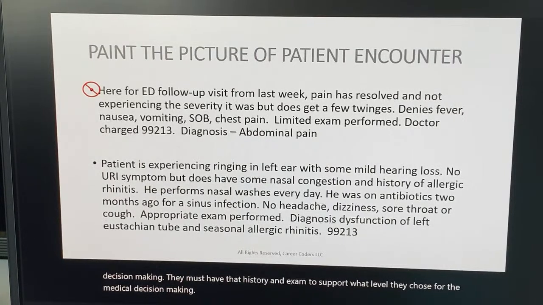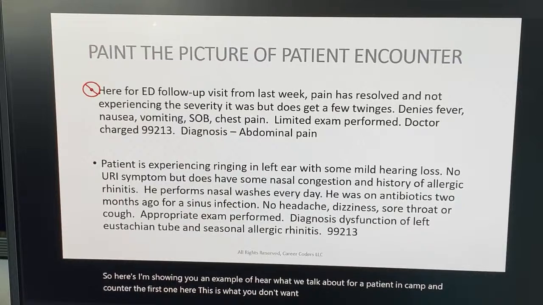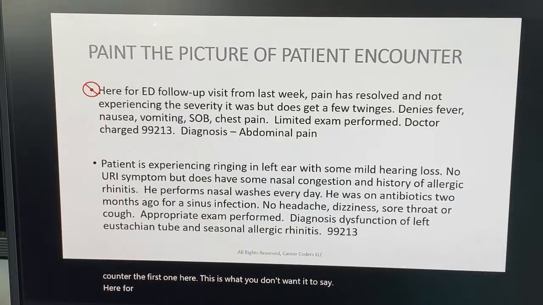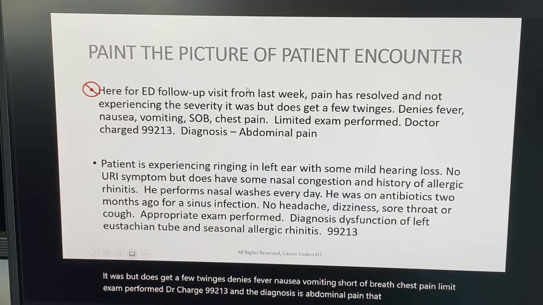So here I'm showing you an example of what we're talking about for a patient encounter. The first one here is what you don't want it to say. An ED follow-up visit from last week, pain was resolved and not experiencing the severity it was, but it does give a few twinges. Denies fever, nausea, vomiting, shortness of breath, chest pain. Limited exam performed, doctor charged 99213, and the diagnosis is abdominal pain. That history told me nothing.